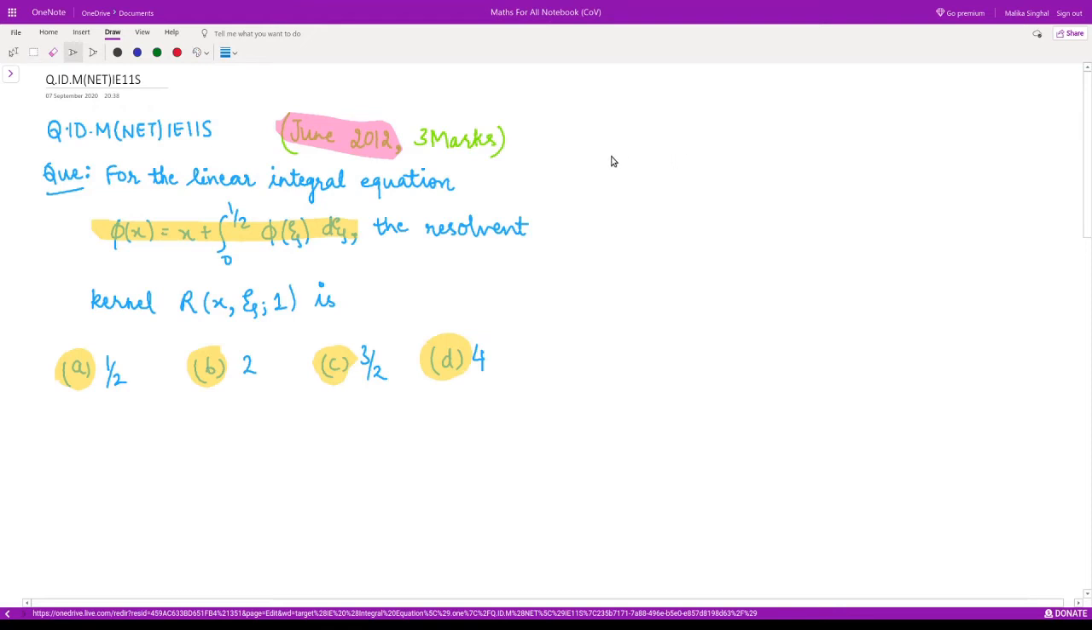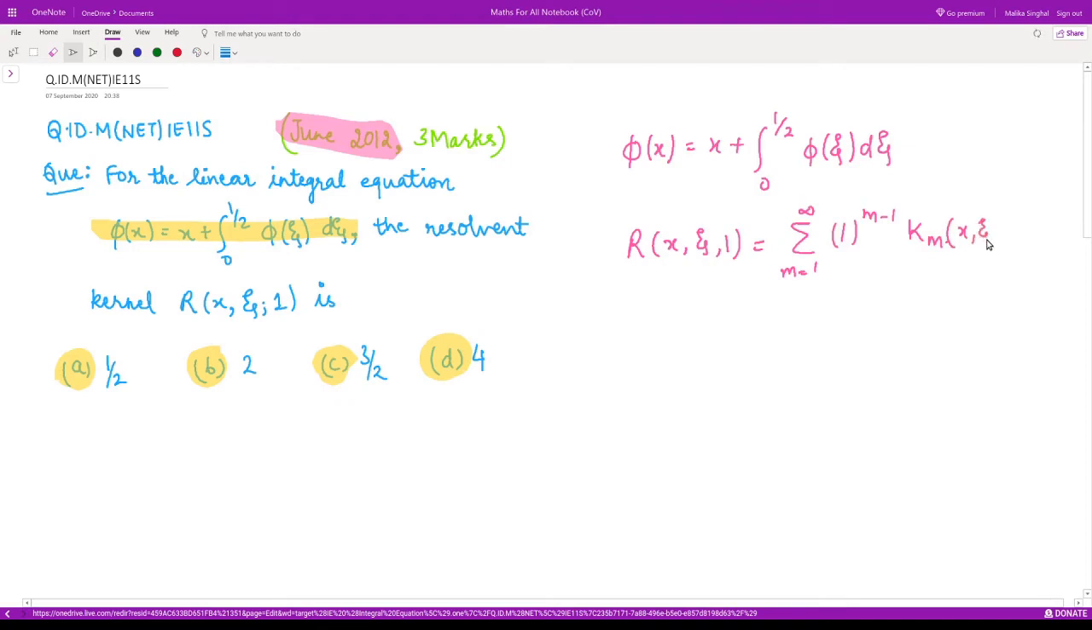So let us get started. The given equation is phi of x is equal to x plus integration from 0 to half phi of xi d xi. This is the Fredholm equation. And what is the value of resolvent kernel R(x, xi; 1)? This is equal to summation m varies from 1 to infinity. What is lambda here? Lambda is 1. So 1 raised to power m minus 1 times K_m of x and xi. And what is this K_m(x, xi)? This is the mth iterated kernel, whose value is calculated as follows.